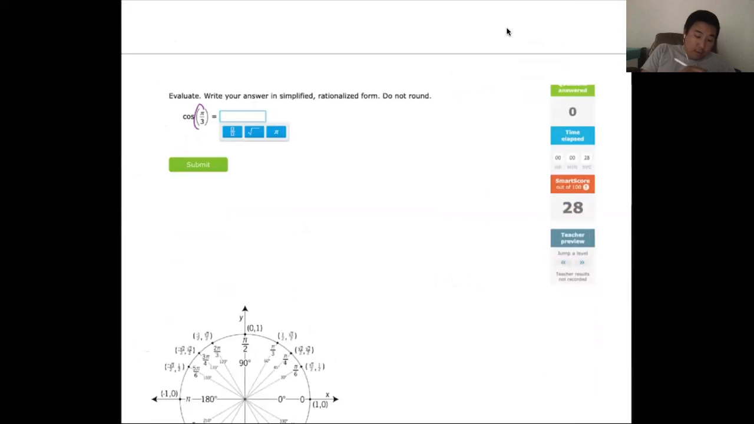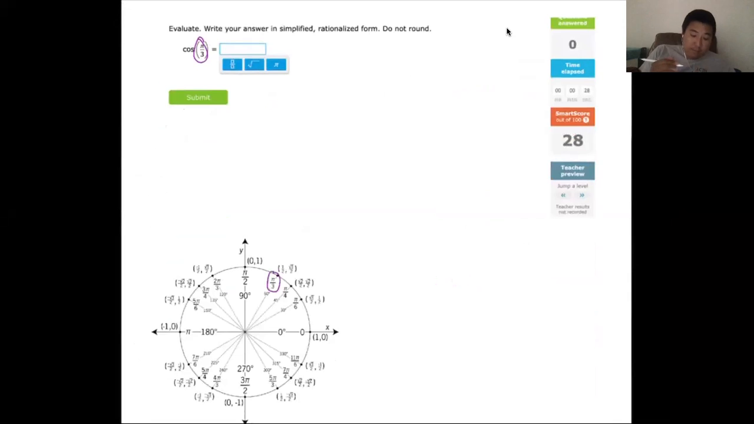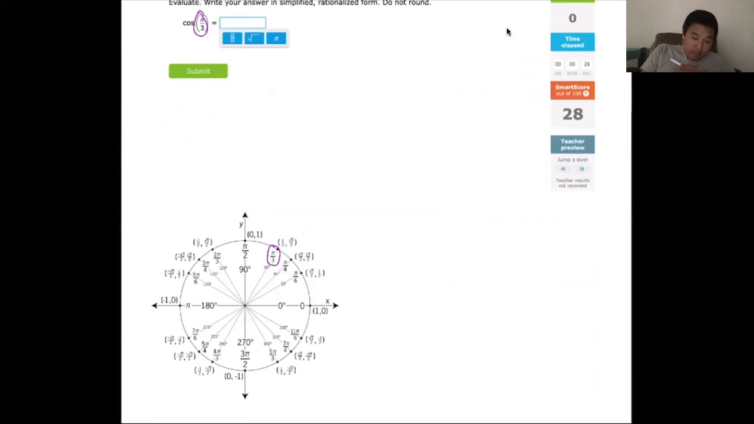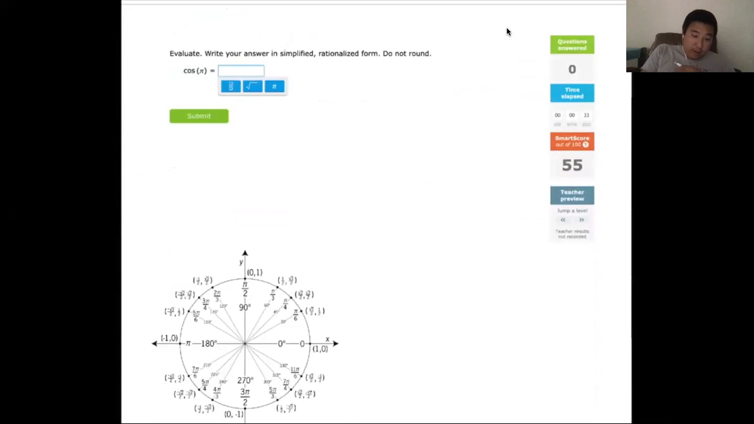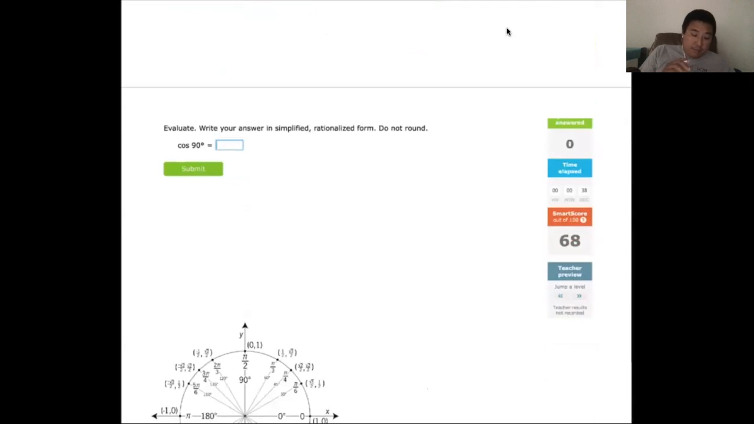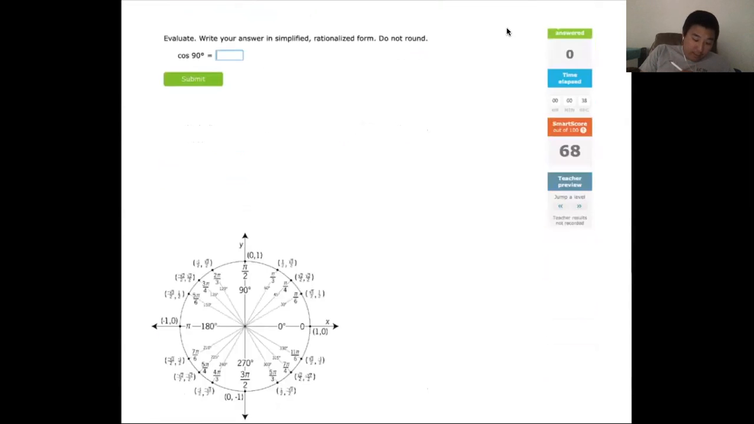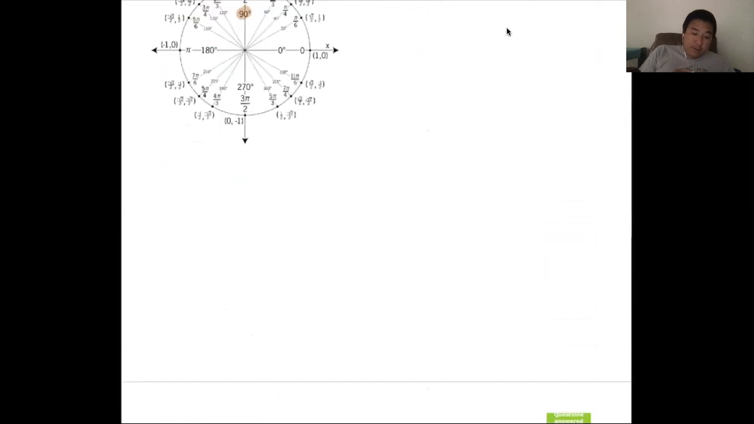Cosine of pi over 3. So you go to pi over 3, and then you want cosine, which is the first one. So that's 1/2. Cosine of pi. You're going to look for pi, which is right here, and again, remember it's cosine, comma, sine. And that is -1. Cosine of 90. You go to 90 degrees, and you want cosine, so it's 0. Super easy when you have a unit circle.